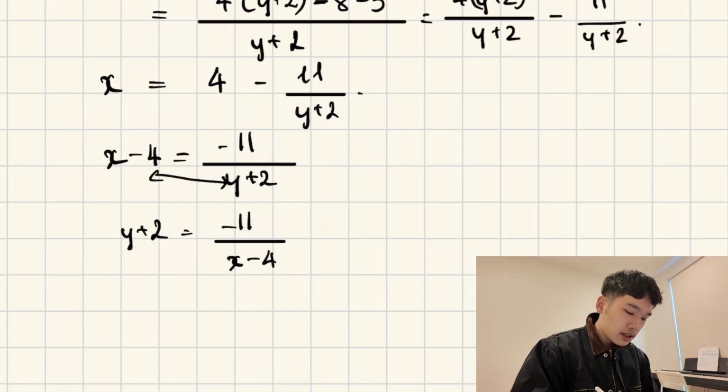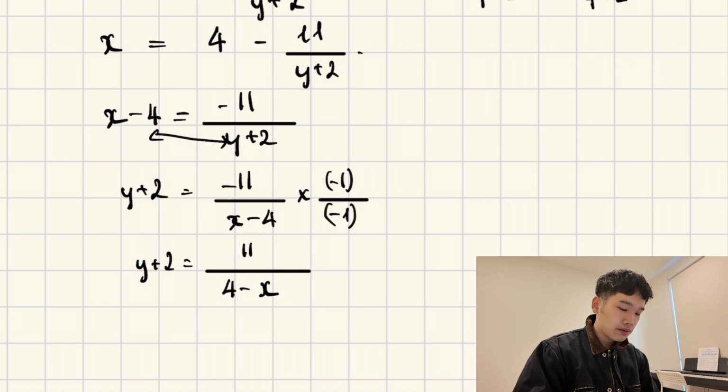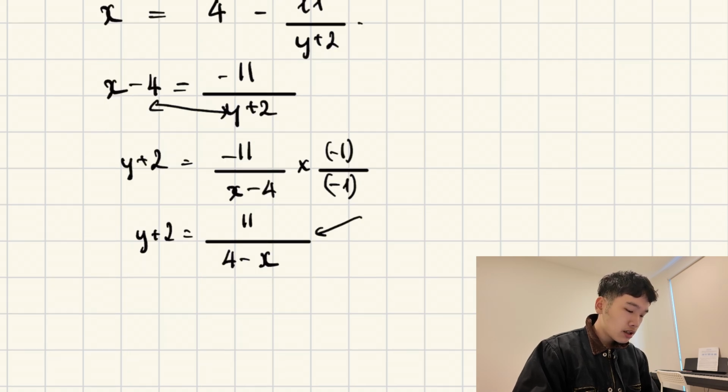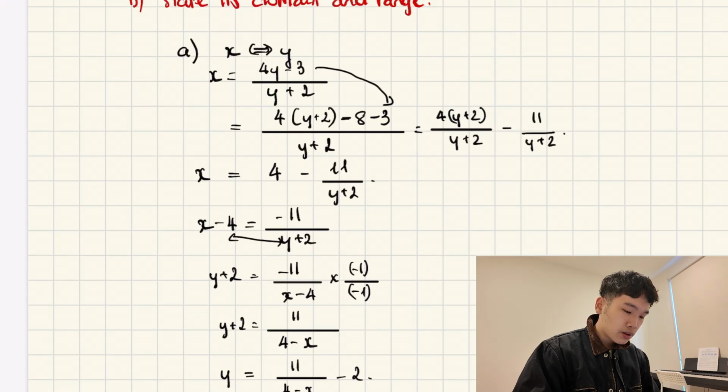So then you can see here, this is negative 11. This is x minus 4. To get rid of that negative sign, we can do something like this. So 11 over 4 minus x. So that basically you times everything by negative 1. So that will change, so times the top by negative 1 and times the bottom by negative 1. All right. So that makes you this. And then you can solve for y easily, which is 11 over 4 minus x, minus 2. So that is your inverse function.